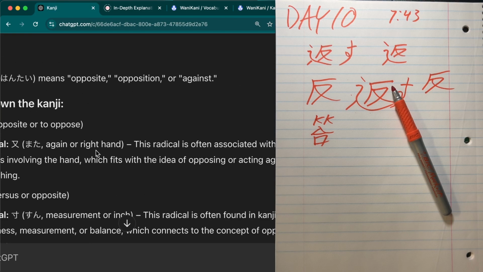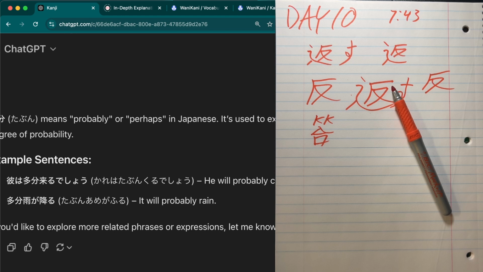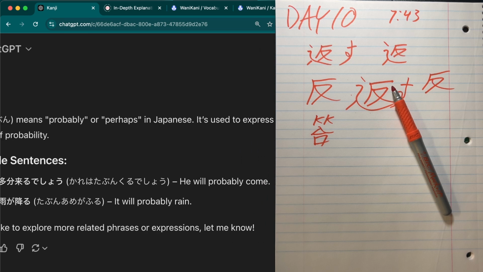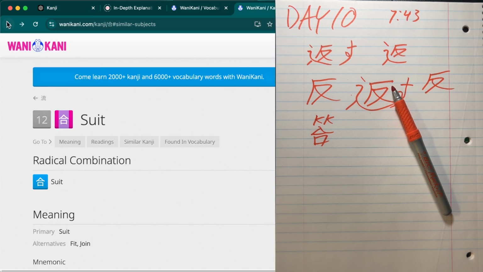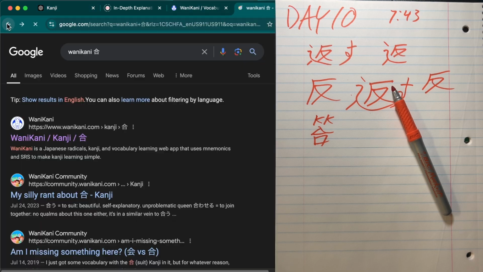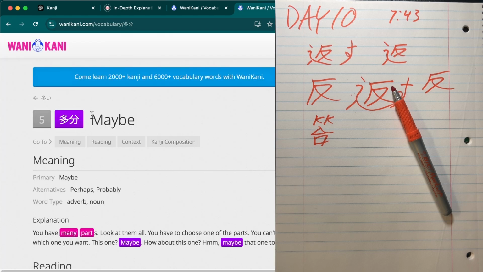And let's move on to the next one. Tabun means probably or perhaps. It is used to express uncertainty or degree of probability. There's no radical breakdowns, but we know this is minute and that this is oi, like big or a lot. Kind of confused as to why them being together forms the meaning of maybe or probably.